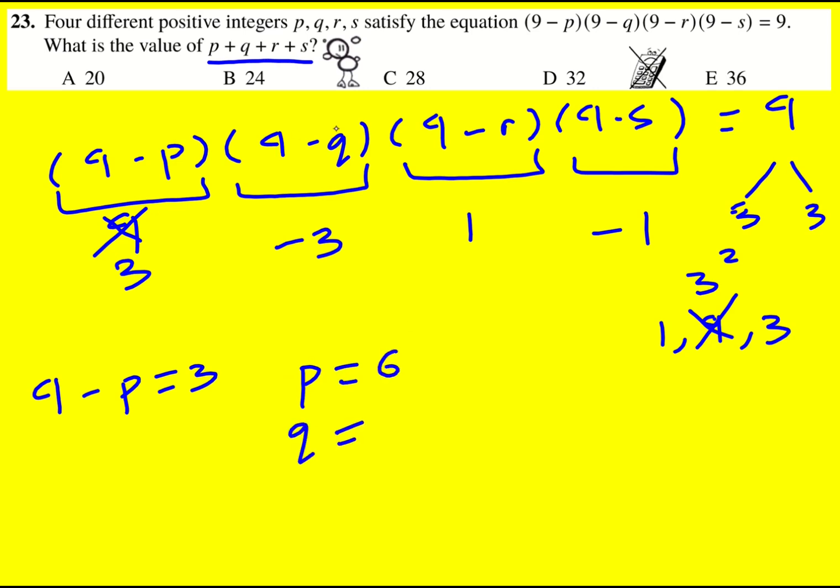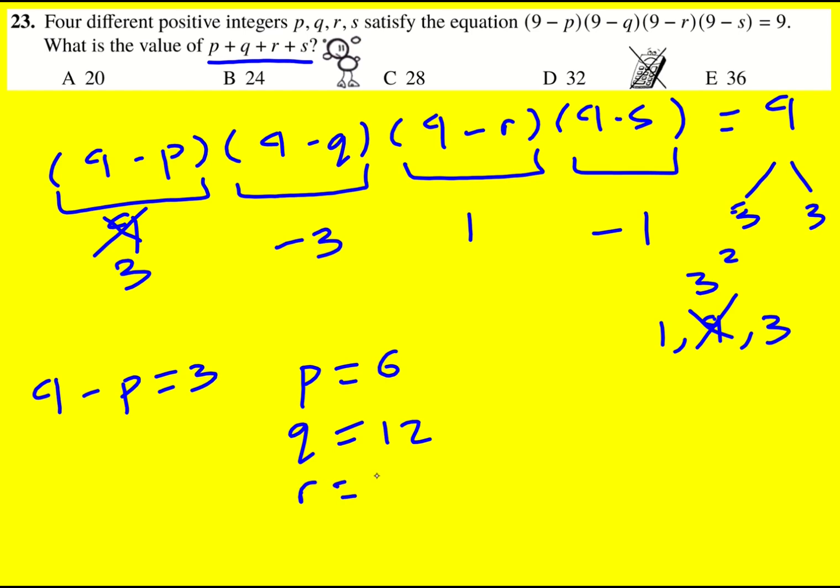Q, what do I have to? I can just look at it and think, how do I get minus 3? Q is going to have to be minus, not minus 12, 12. They're all positive, aren't they? So 9 minus 12 is minus 3.